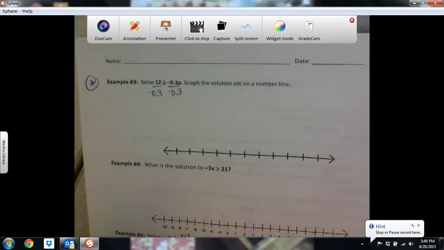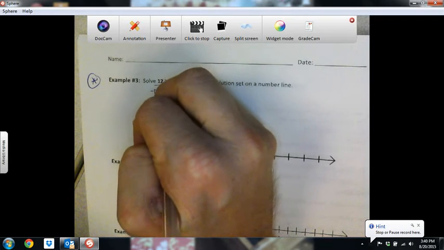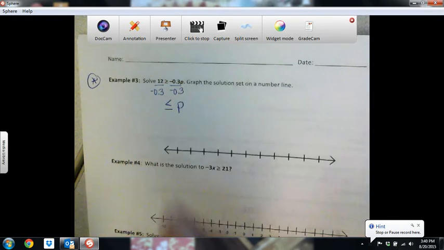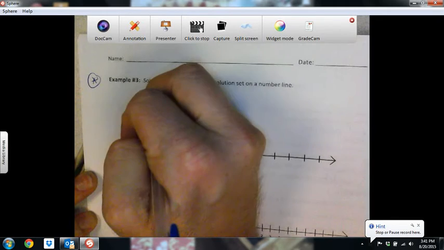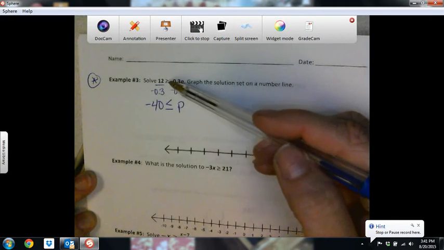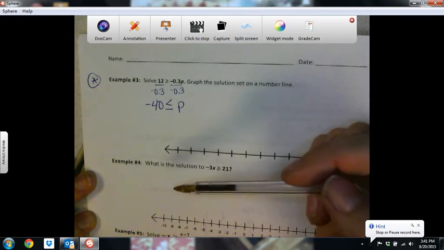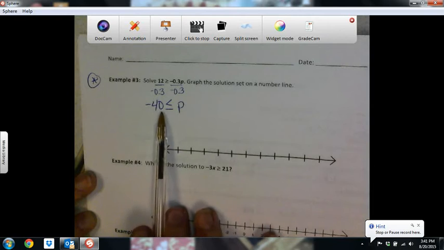When I divide by a negative number, I have to remember to switch the direction of my inequality. So my answer is going to be something is less than or equal to p. And so in my calculator, I can do 12 divided by negative 0.3, and I'm going to get a negative 40 over here. So I switched the direction. Before it opened and ate the 12, if you wanted to think of it that way. Now it's eating the p.